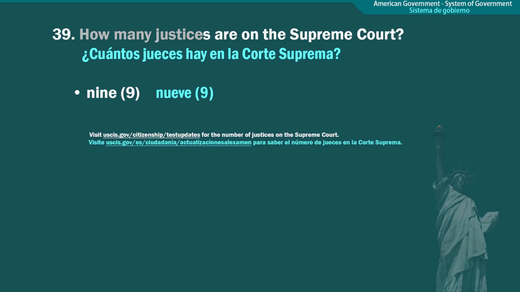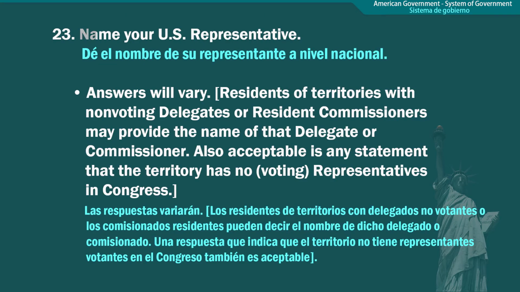How many justices are on the Supreme Court? 9. Name your U.S. representative. Answers will vary. Residents of territories with non-voting delegates or resident commissioners may provide the name of that delegate or commissioner. Also acceptable is any statement that the territory has no voting representatives in Congress.